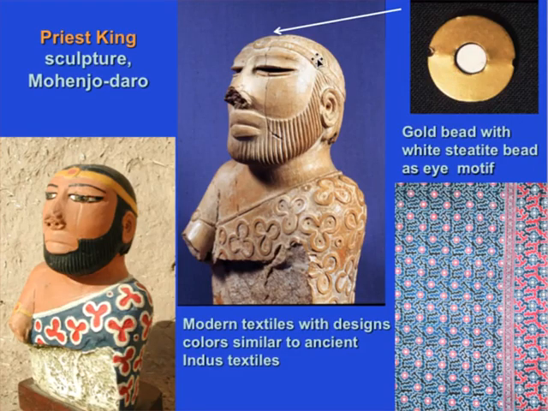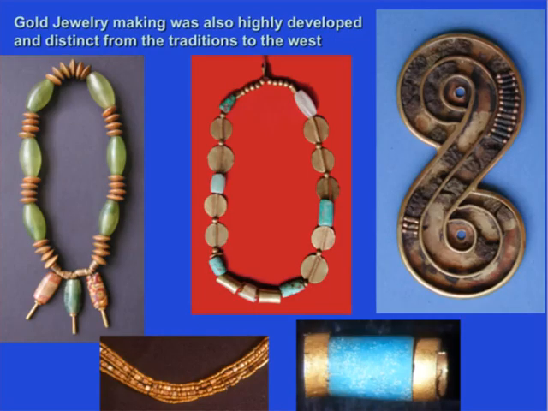And then the so-called priest king, the figure has a hair ornament, which is a gold bead with a white steatite center, which would have been an eye motif. Again, ritually important design. And the textiles themselves also have probably ritual significance. Gold ornaments, I don't have time to go into great detail, but I wanted to show some examples. This is inlaid with gold and faience of two colors. One is light blue and one is dark blue.